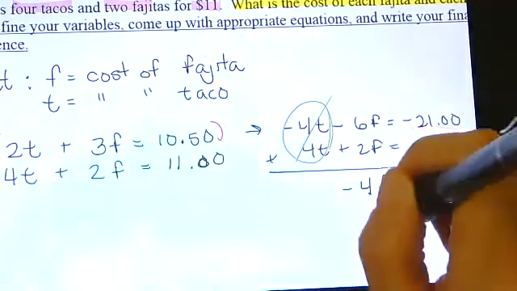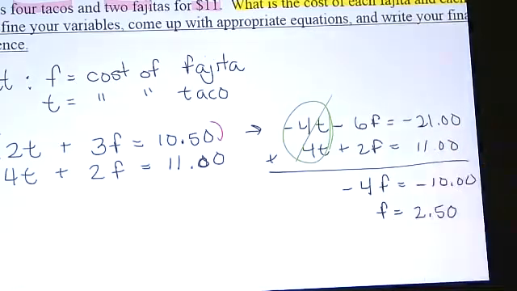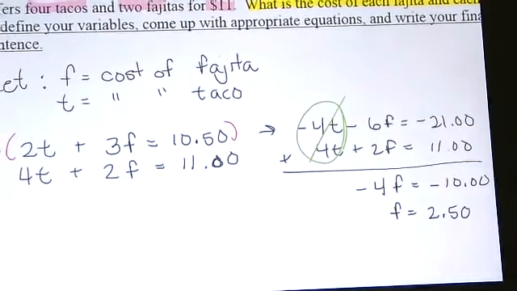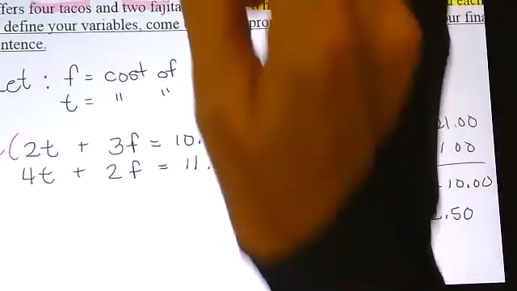Now negative divided by negative is a positive, and that's what we want. We need a positive price. So I now know that the fajitas are $2.50. The tacos, I need to take one of these 2 equations here. Let's take this first one.